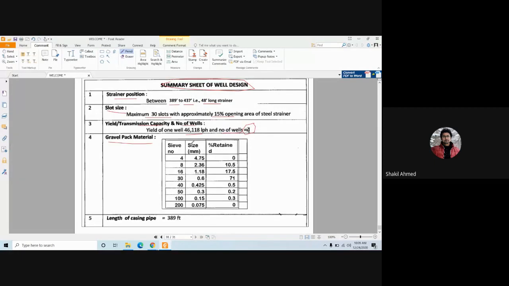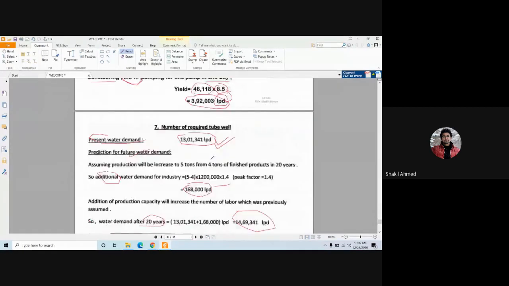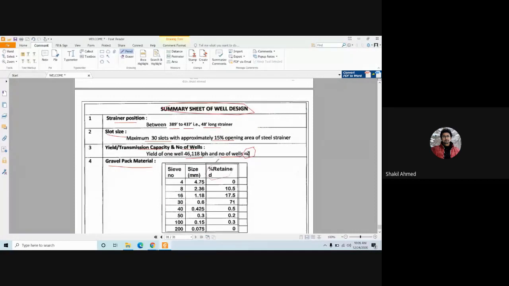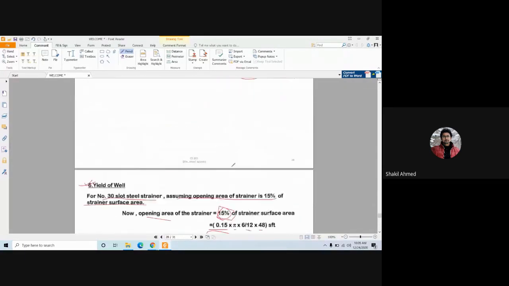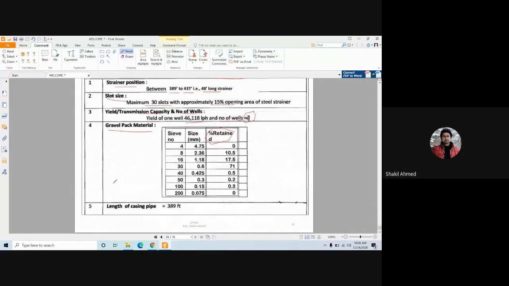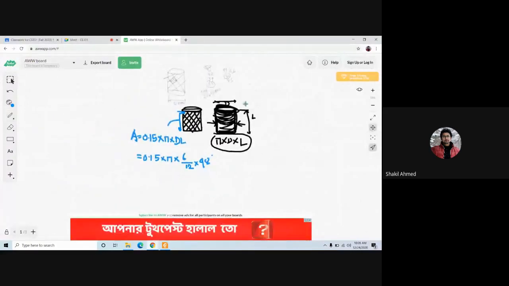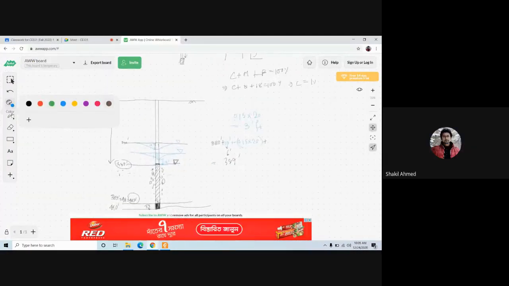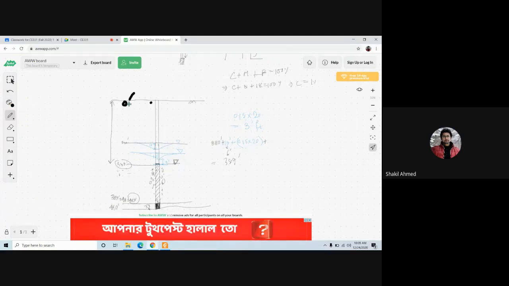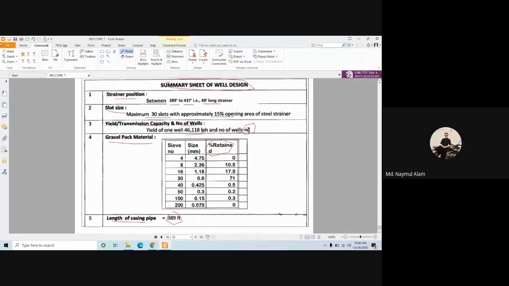And gravel pack material, you have to give this table where you may only include the percent retained. You don't need these other things in the summary table. And length of the casing pipe was 389 feet, am I right? Yes, sir. So this is from 0 feet to 389 feet. Clear? Excellent. Okay. Any questions?